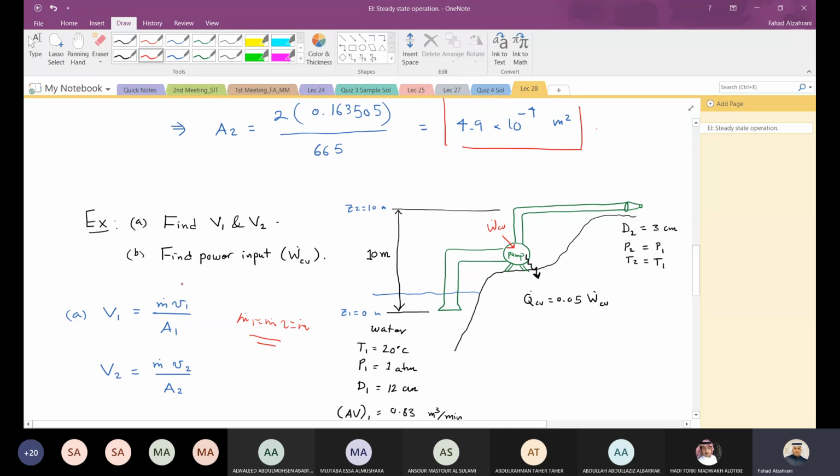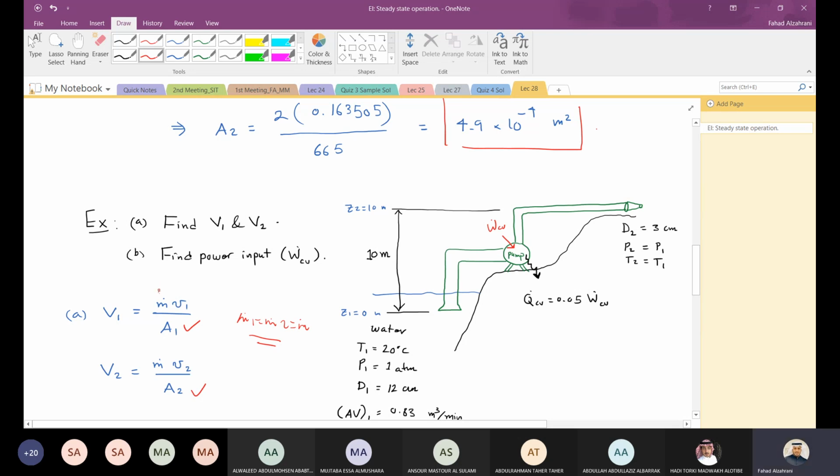Let's check what's given and what's missing. Area, do I have area? I have the diameters for each inlet and exit, so I can calculate the area from the area of a circle. So this is pi over 4 d squared. So basically I can find area at inlet and area at exit. Done. Check. What else? Do I have m dot?